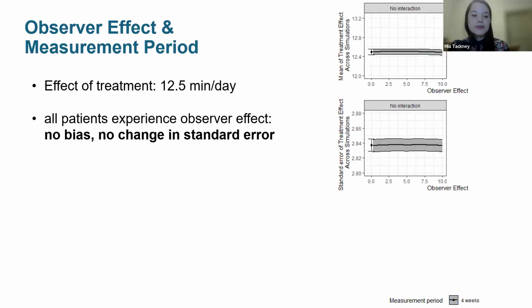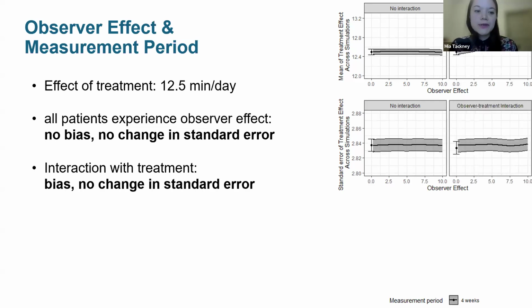When it comes to observer effect, the story is quite similar. As the observer effect increases from 0 to 10, in the absence of an interaction with the treatment, you don't see any bias. And because we've simulated all participants to have an observer effect, we don't see an impact on the standard error. However, if it's only a proportion of the participants that have this observer effect, you would see an increase in the standard error.